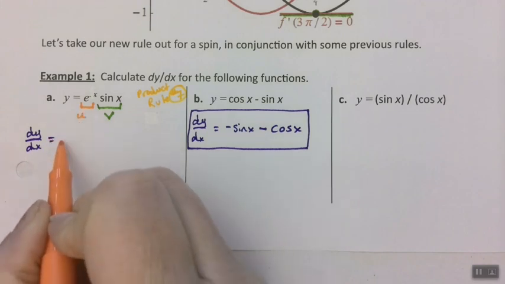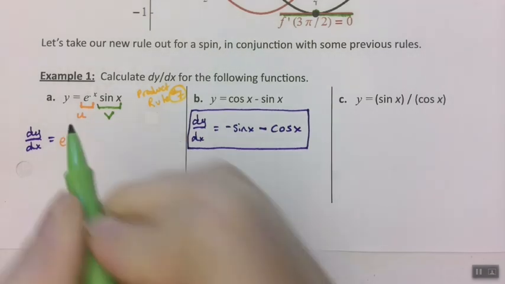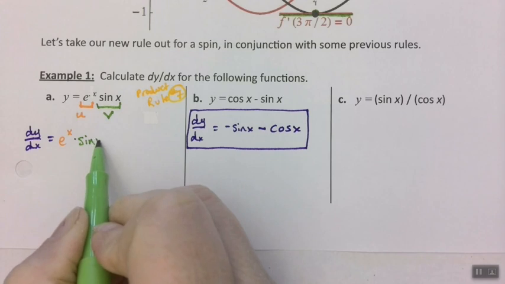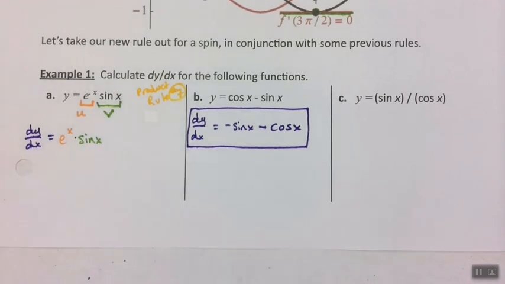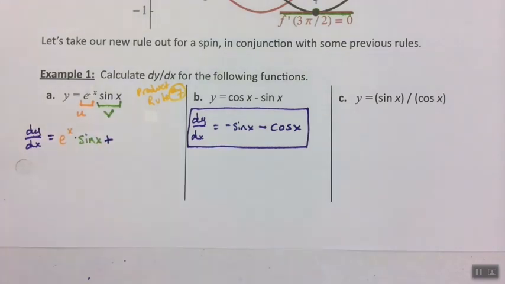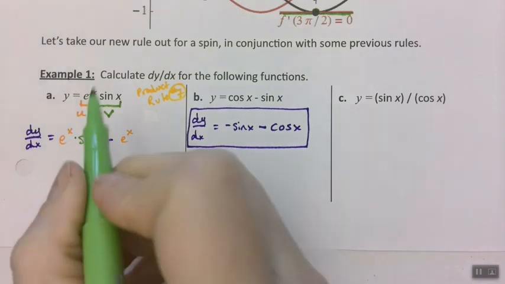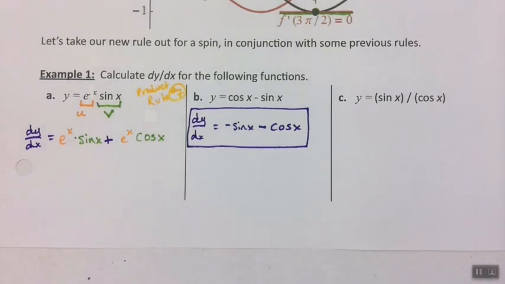So u prime would be e to the x, because e to the x is its own derivative, times, and then v, leave v alone, so sine of x. So we take the derivative and then leave the v. So this is u prime, this is v, plus, and now we leave the u alone, so e to the x, and then take the derivative of sine, which is cosine. And there we have it.